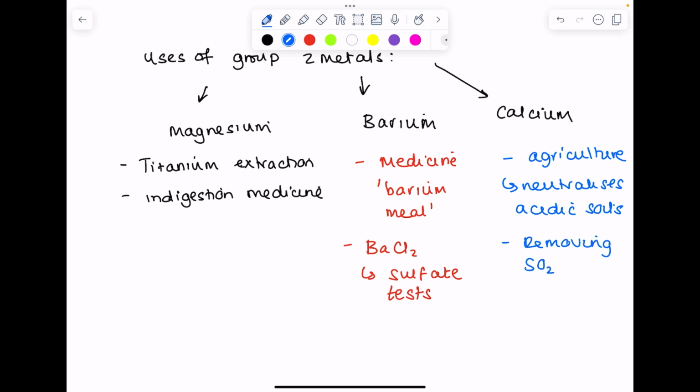So obviously we need to talk about this in far more detail, but this is the whole blurting type of revision technique where you learn all the content but then make sure you've got an idea of the bigger picture, so that if someone mentions magnesium, okay, fine, I need to know that it's to do with titanium extraction. It's used as an indigestion medicine. Barium, oh, fine, that's to do with medicine. Imaging, looking at the digestive system. It's used as a test for sulfate ions, and then calcium is used in agriculture and industry in order to remove acidic oxides as well as neutralising acidic soils. So those two roles are quite tightly linked. So now let's go into the in-depth chemistry.